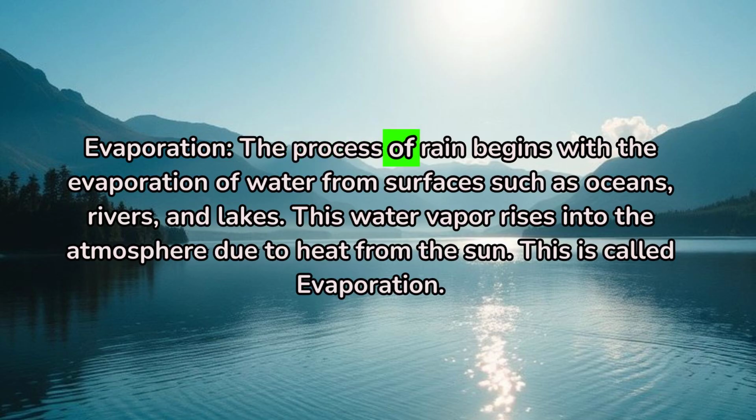Evaporation. The process of rain begins with the evaporation of water from surfaces such as oceans, rivers, and lakes. This water vapor rises into the atmosphere due to heat from the sun. This is called evaporation.